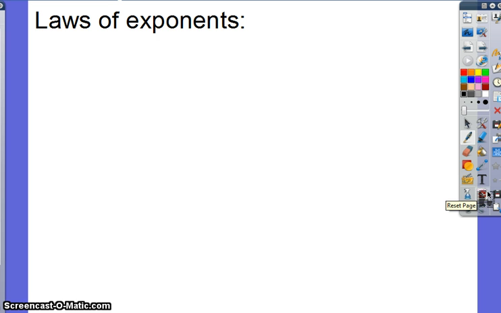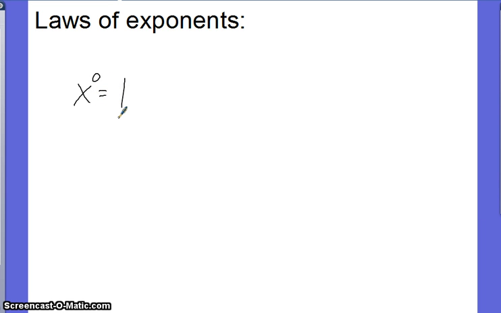The next law of exponents that we have is that anything to the 0 power is 1. So anything to the 0 power is 1.